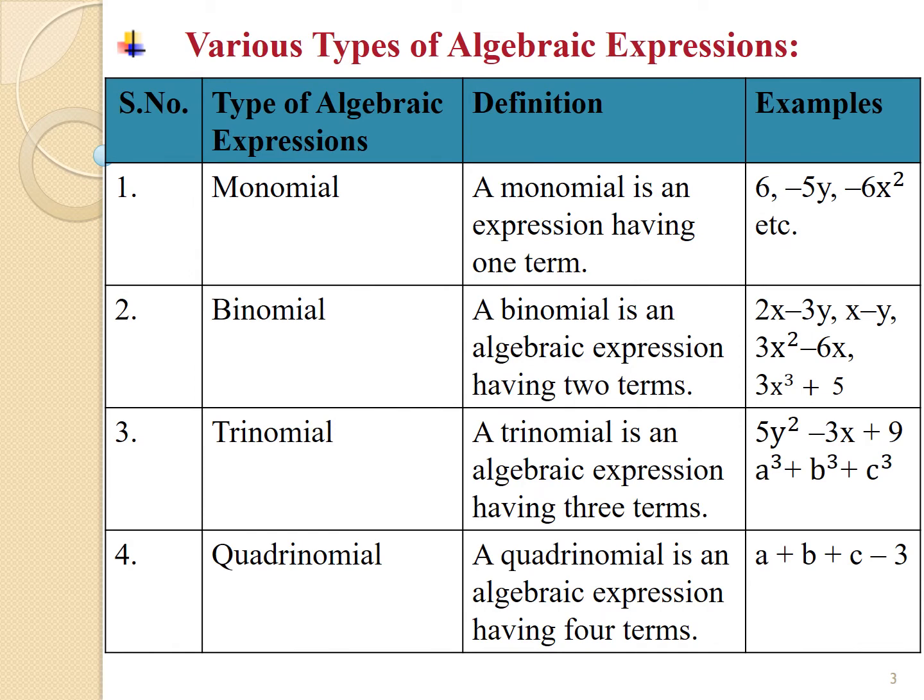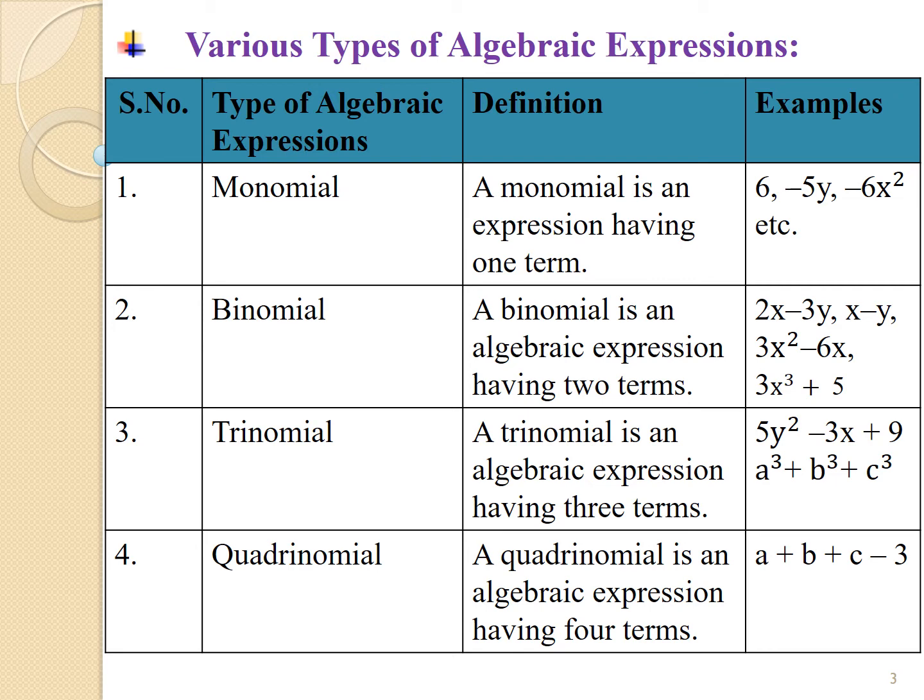Students, based on the number of terms, we can classify the algebraic expressions in different categories, which are as follows. Various types of algebraic expressions. Number 1, Monomial. A monomial is an expression having one term. For example, 6, minus 5y, minus 6x squared, etc. Students, 6, minus 5y, minus 6x squared are the expressions having only one term.